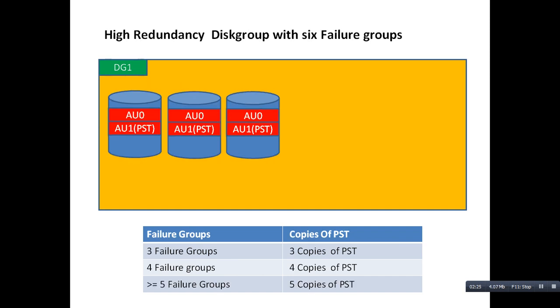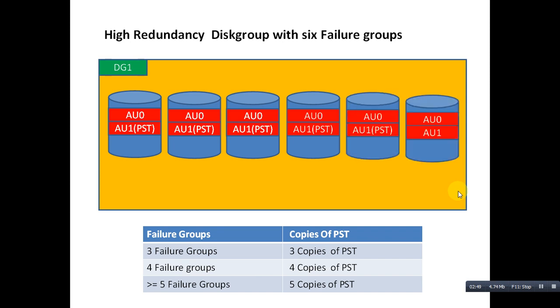Similarly, if we go for a high redundancy disk group with 3 failure groups, then we have 3 copies of the PST maintained. And if we have 4 failure groups in a high redundancy disk group, then we will have 4 copies of the PST. But if we have 5 or more failure groups, then only 5 copies of the PST are maintained. In the slide, we have 6 failure groups in a high redundancy disk group, but we have 5 copies of the PST maintained in the first 5 disks, whereas in the last disk, AU1 is reserved for the PST, but it currently does not hold the PST information.